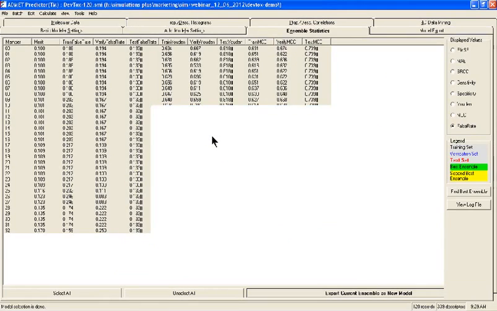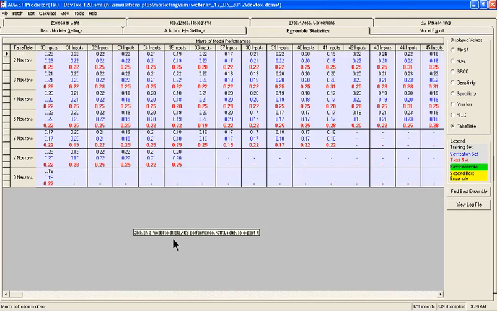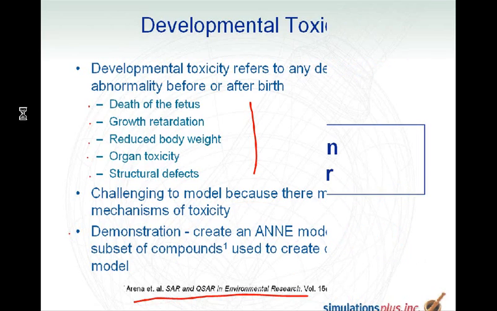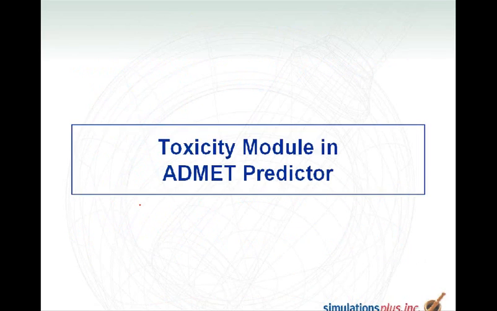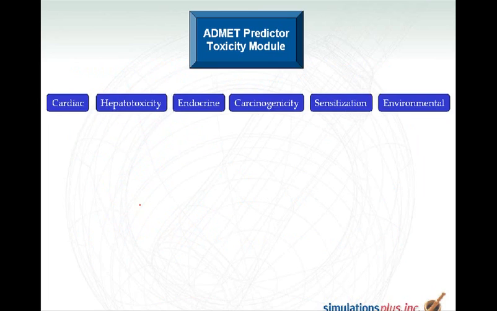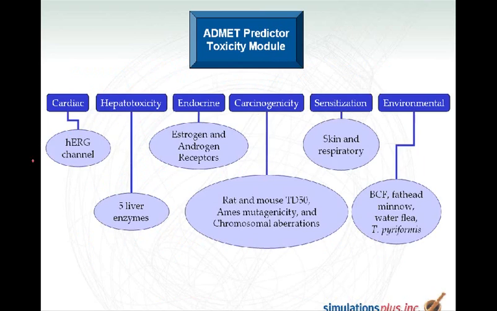So we actually had 292 molecules in the data set, and we produced a very large grid of models and then selected the best model there. Okay, so now going back to the slides, in this next section I want to describe the models in our toxicity module of ADMET Predictor. Models can be classified under these 7 categories, and then we have several models under each category.